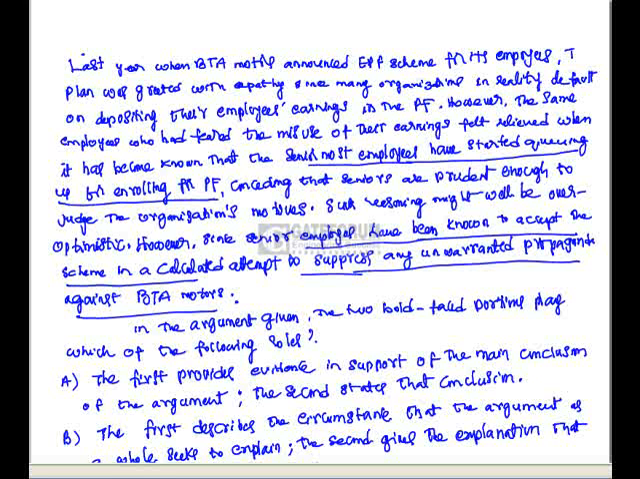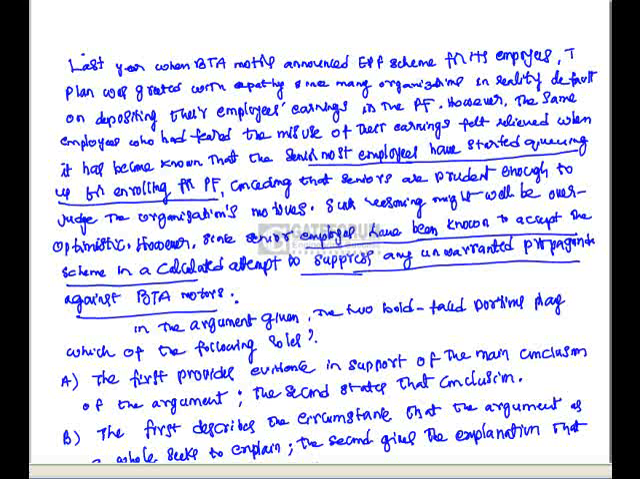Now look at the chart. In the argument given, the two bold-faced portions play which of the following roles? A. The first provides evidence in support of the main conclusion of the argument. The second states that conclusion. What is the conclusion here? Fundamentally, it is saying that the reasoning of the junior employees is over-optimistic. Here it says senior most employees are queuing up for enrolling for PF. That is the reason why other employees also want to follow that.